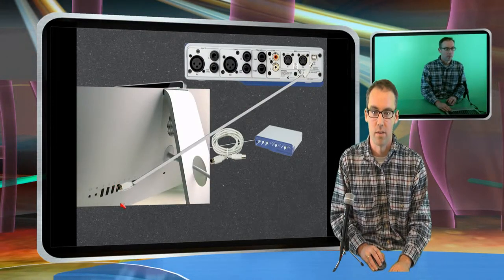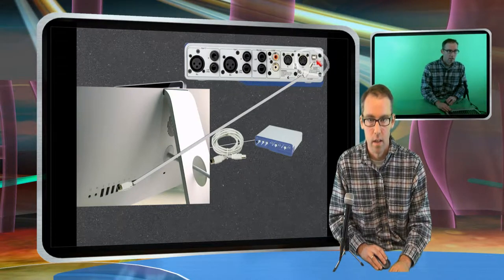We need to start with the back of the computer. So we're going to take that USB cable, plug it into one of these USB ports, and then connect the other end to this USB, I think that's a USB-B connector, if I'm not mistaken. And you plug it in right there.